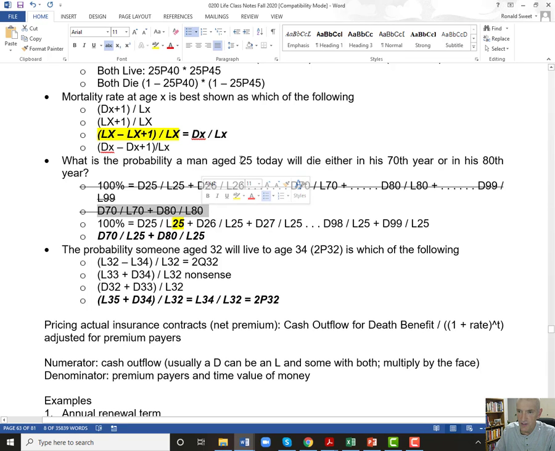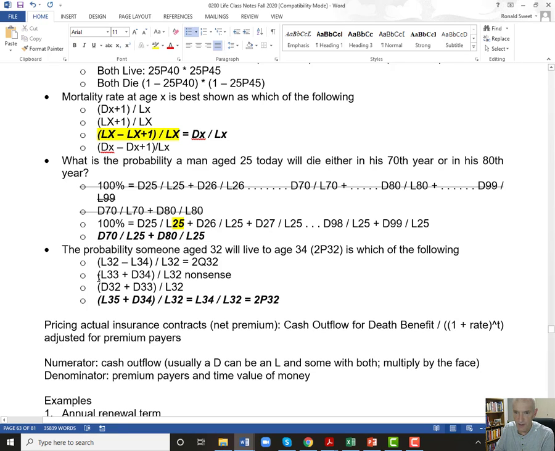We're saying the man's 25 today. And this is a nonsensical question. We don't care if he dies at age 71 or 68 or 69 or 77 or 81. We just want to know his probability he's going to die either during his 70th year or his 80th year. So you take D70 over L25 plus D80 over L25. And if you do all of those together, you get 100%. So then you just ask, what's the probability of either one of those two years, and that will give you that probability.